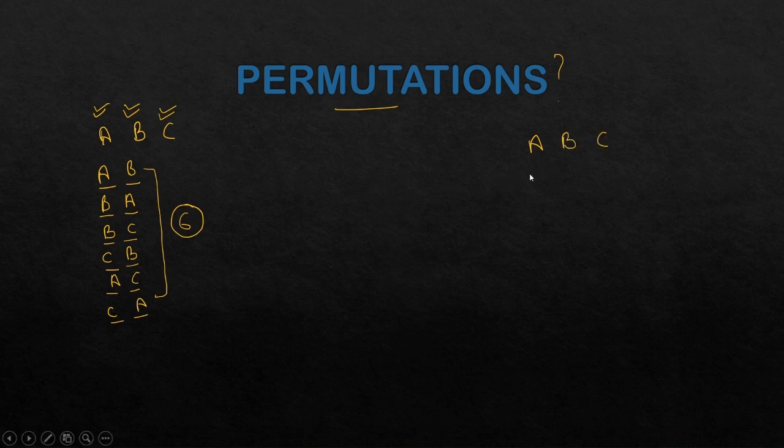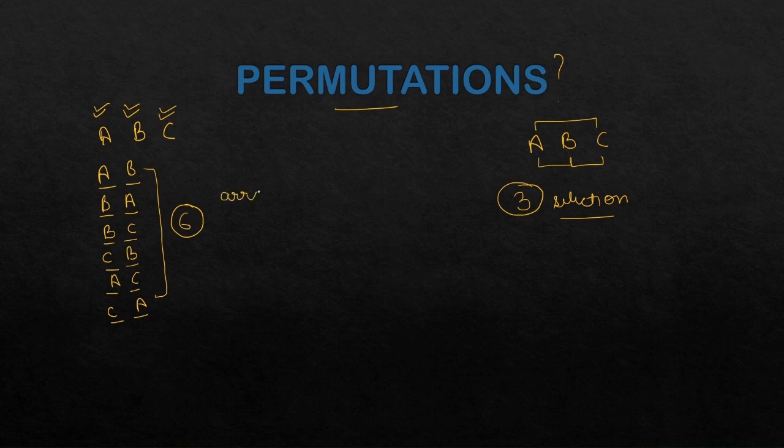But now the question says that we need to select any two out of these for a competition. The first possible way will be selecting A and B, or selecting B and C, or we can select A and C for the competition. These will be the three possible ways of selection of any two people out of these three. And here what we did was we arranged two people out of three in different ways. So this arrangement refers to permutation.